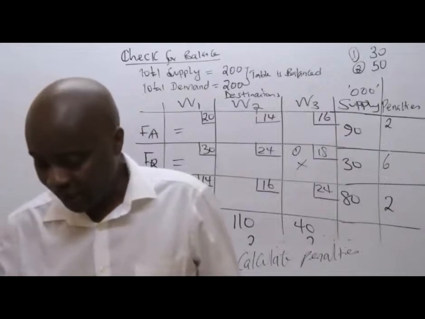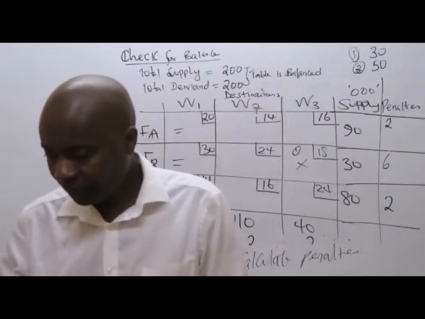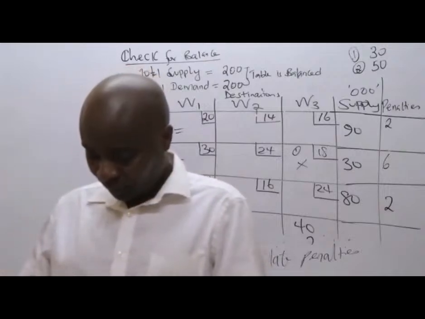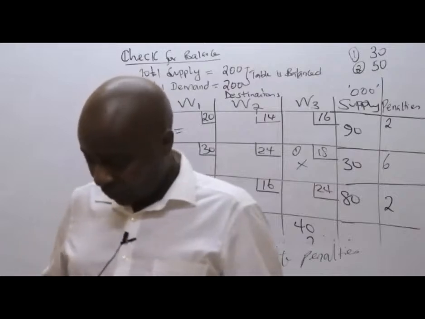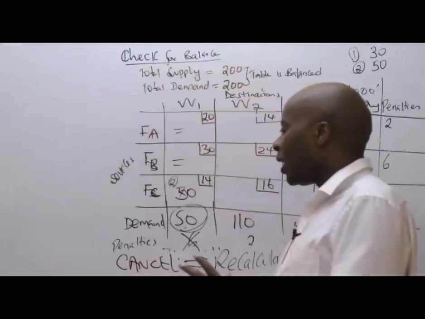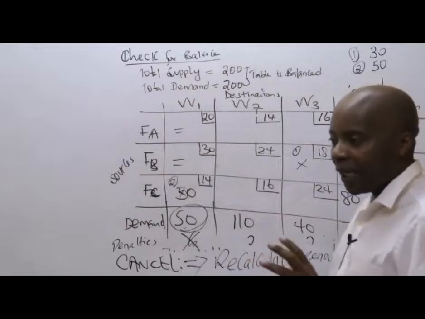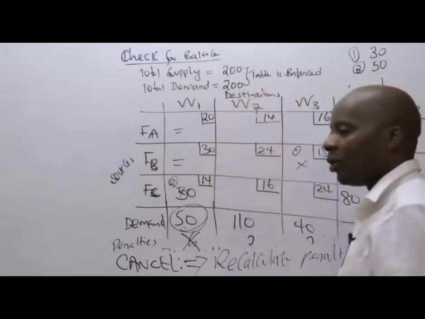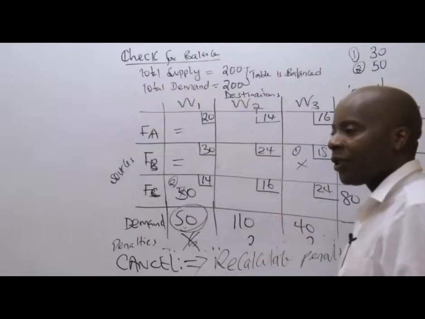So ladies and gentlemen, here we are, we continue. So we've said, here we have cancelled a penalty. When we cancel a penalty, we must recalculate new penalties for the entire table afresh. Fortunately, calculating a penalty is not a big deal.